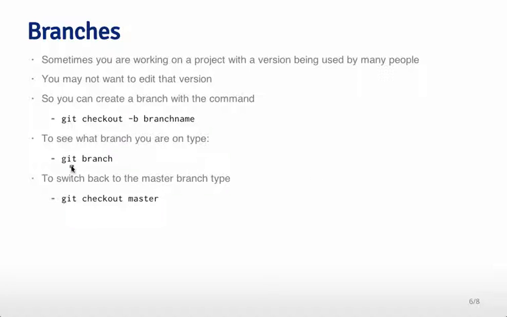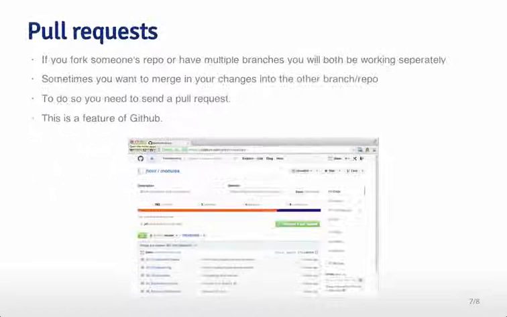To see what branch you're on at any given time, if you go into the current working directory where the repo is and you type git branch, it'll tell you what branch you're on. If you want to switch back to the master branch, you can type git checkout master and it will check out back to the master branch, so you can look at that branch.